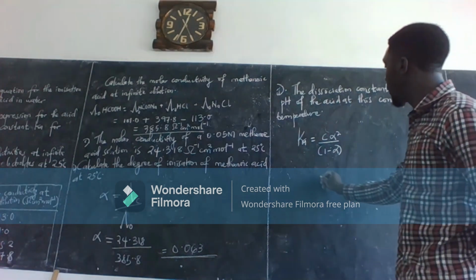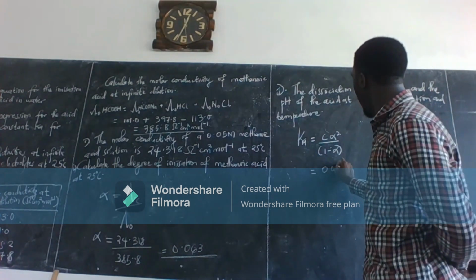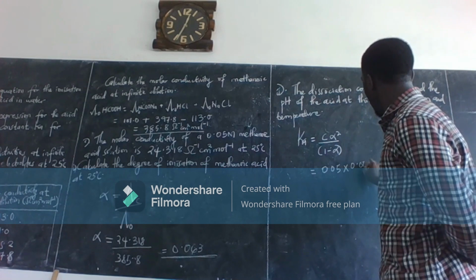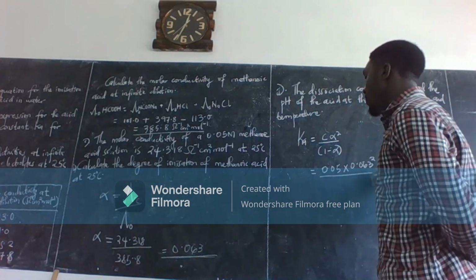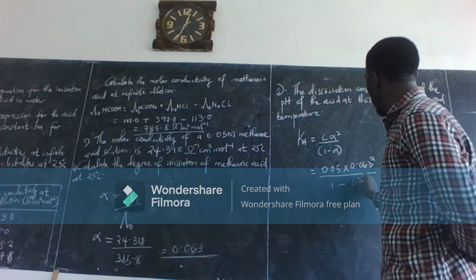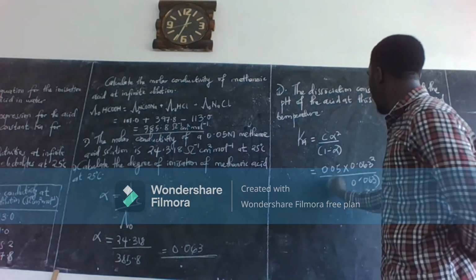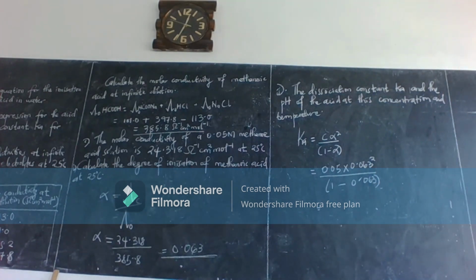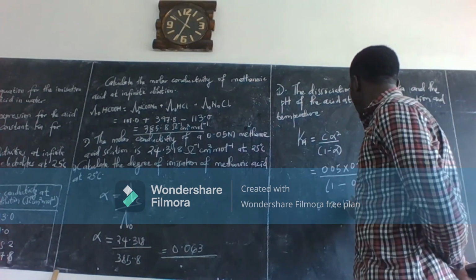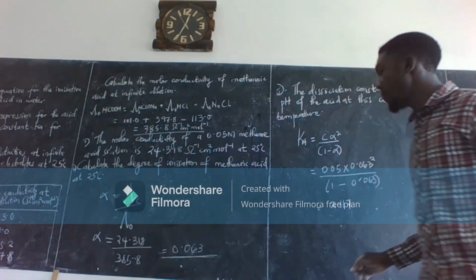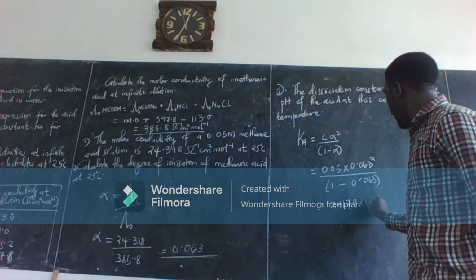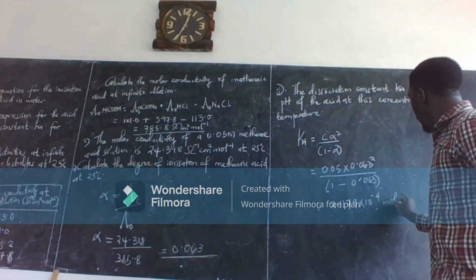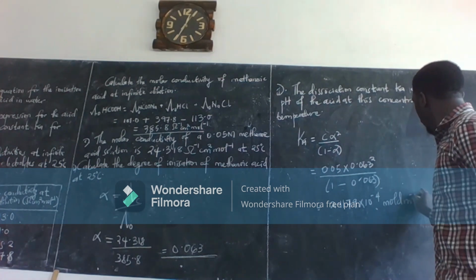So the dissociation constant will be equal to 0.05 times alpha squared, which is 0.063 squared divided by 1 minus 0.063. That is 4.1179 exponent negative 4 per mole per dm cubed.